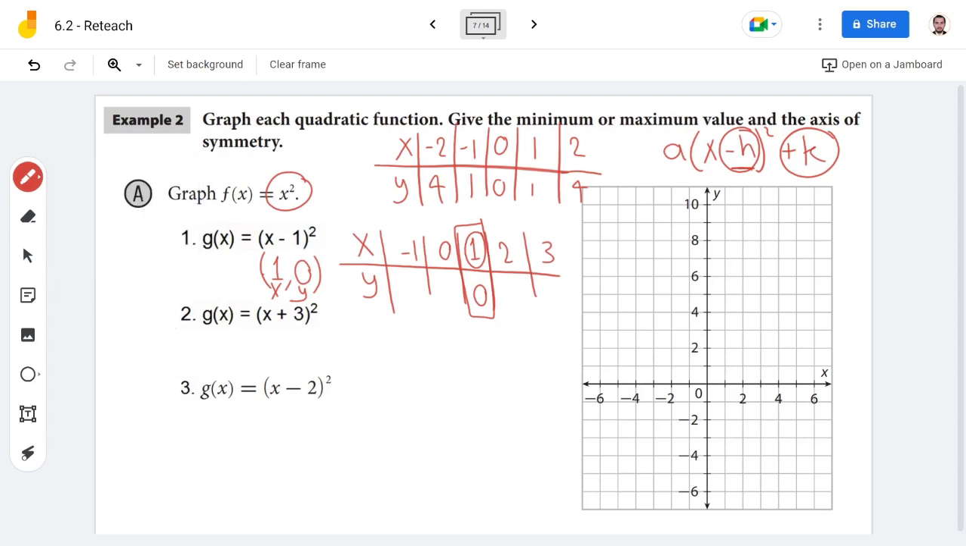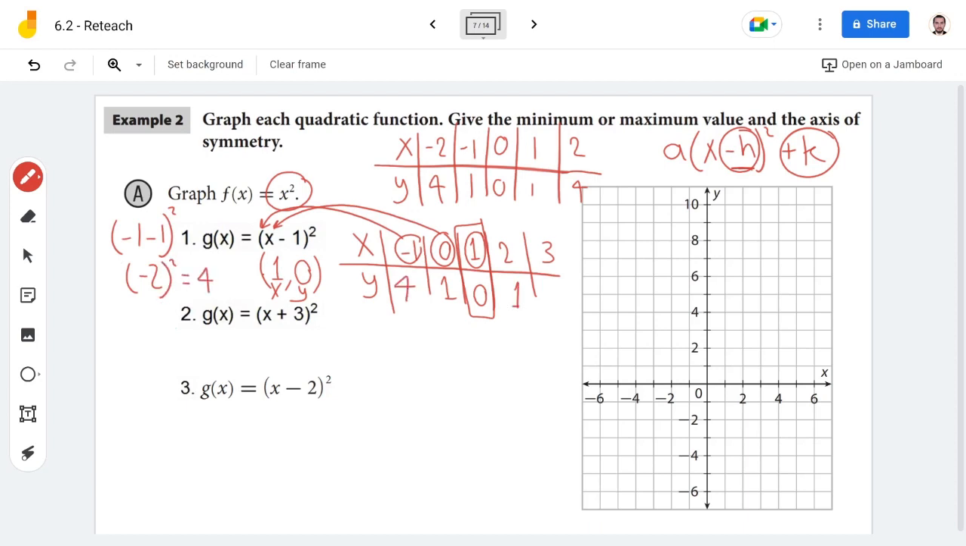Okay, now let's substitute the numbers. Let's substitute the 0 here. So 0 minus 1 to the power of 2 equals -1 to the power of 2, which is equal to 1. So the answer is 1. Now let's take -1 and replace it with the x here. So -1 minus 1 to the power of 2 equals -2 to the power of 2, which is equal to 4. So this one is 4.